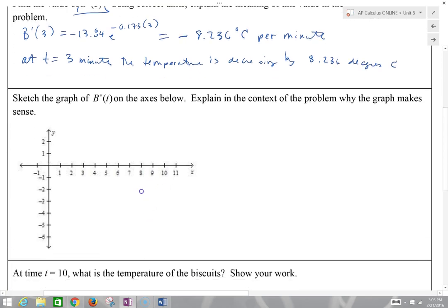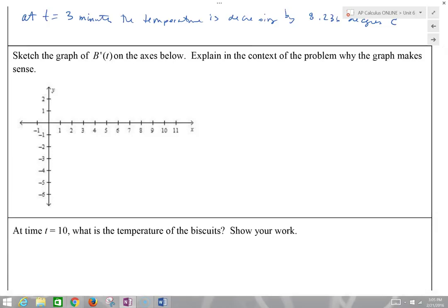And now we're to sketch the graph of b prime of t, which is right here. So you can do that on a calculator and get something that looks like this. So not only are we asked to sketch it, but we're asked to explain in the context of the problem why the graph makes sense. So when you look at this, we have time increasing, and actually the rate is increasing as well, but everything's negative. So why does that make sense?